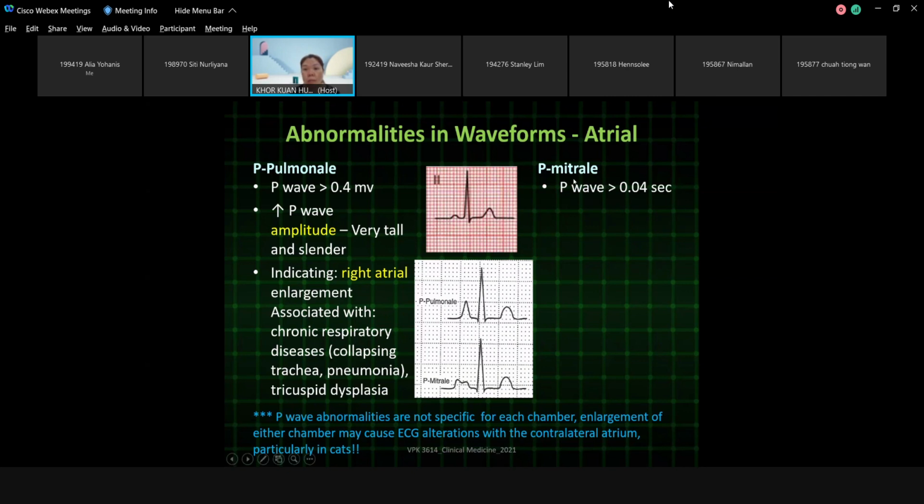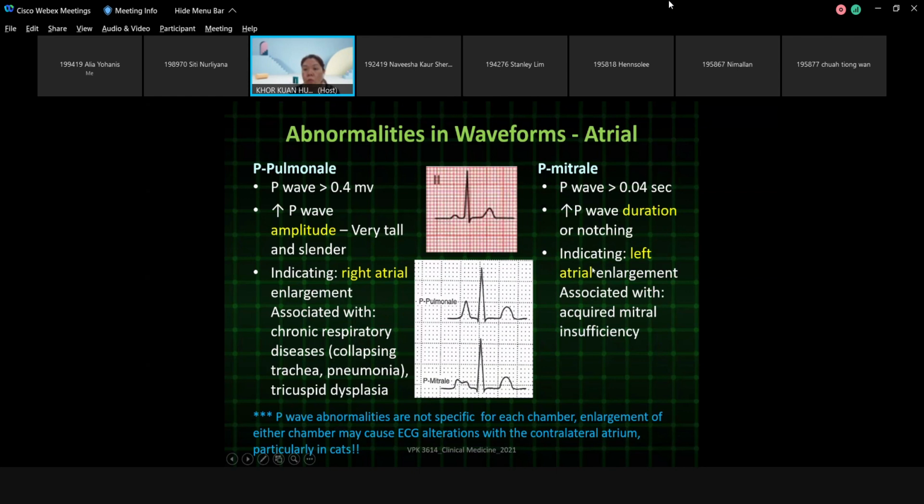Then P mitrale means the duration of the waveform is more than 0.04 second. So for seconds, you are looking at how many boxes there are. They will look flat and take some time before they give you a P wave, and you can see that there is a notching as well. So P mitrale, increased duration or a notch, normally indicates left atrial enlargement and is always associated with acquired mitral insufficiency. Okay?